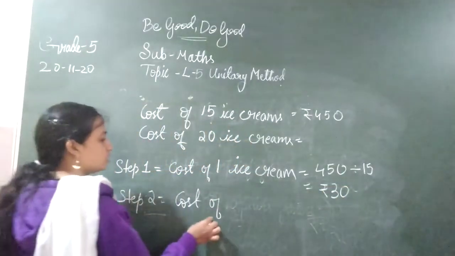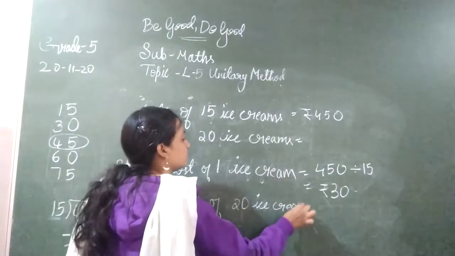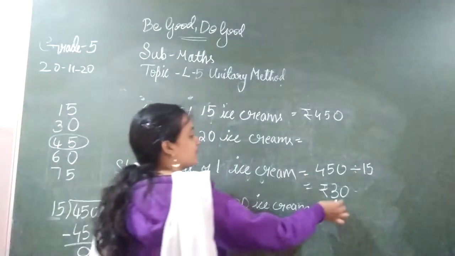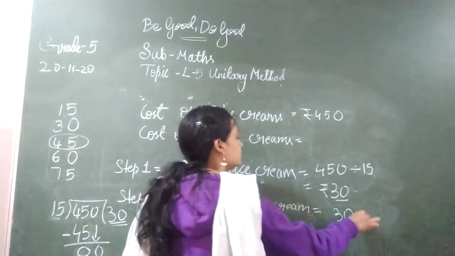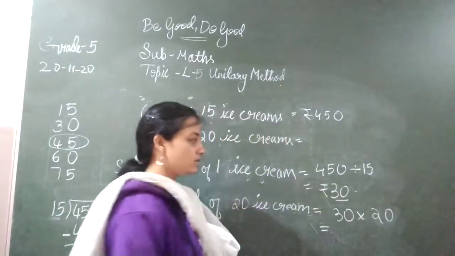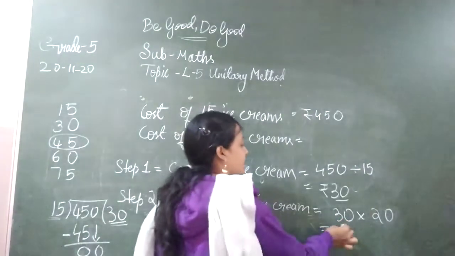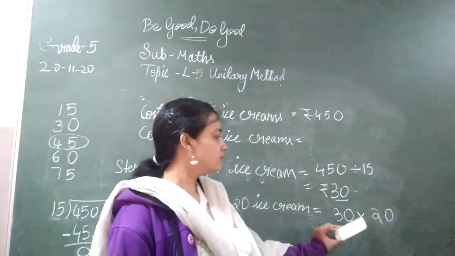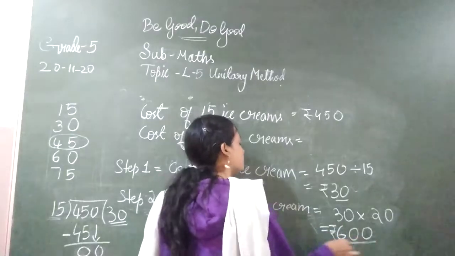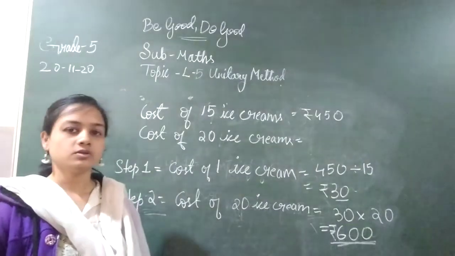So now I can find the cost of 20 ice creams. In the second step, what do we do? We multiply the cost of one ice cream with the number of ice creams we want. So forget the zeros in the beginning, just multiply 3 with 2. 3 twos are 6. Now how many zeros should I add here? 1, 2. So 2 zeros. So the cost of 20 ice creams is 600 rupees. So now we have finished the second one.